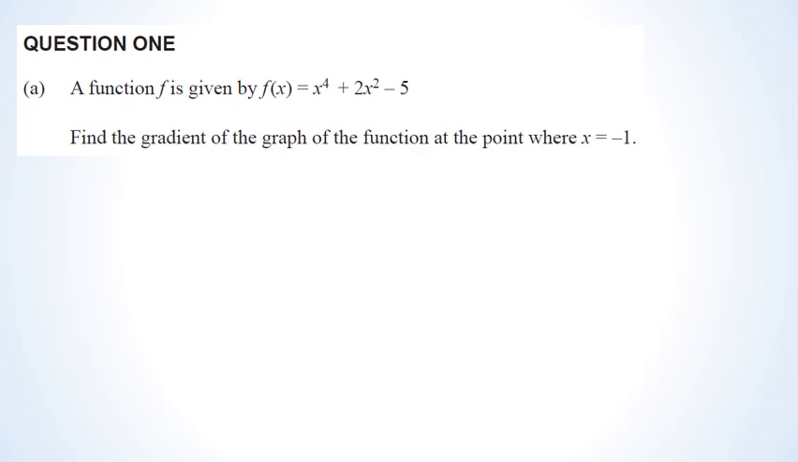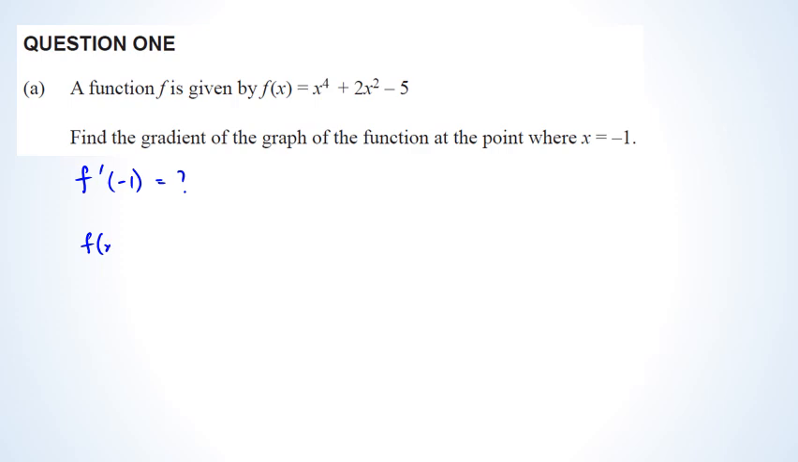So in this question we've been given f of x, and we're asked to find the gradient of the graph at the point where x equals -1. So one of the things that I like to do is write down what the question is actually asking. So in this case we're looking for the gradient when x equals -1. So this is what we're looking for.